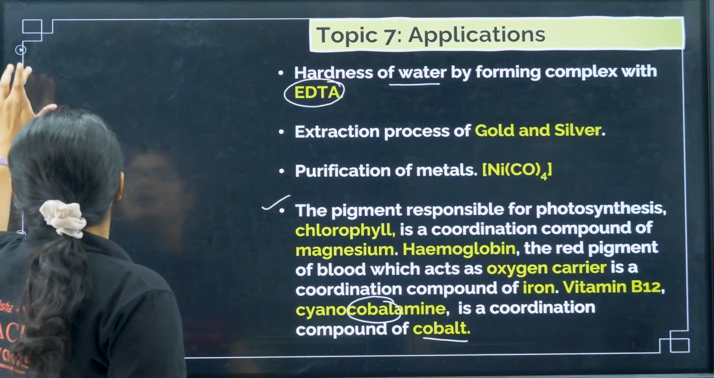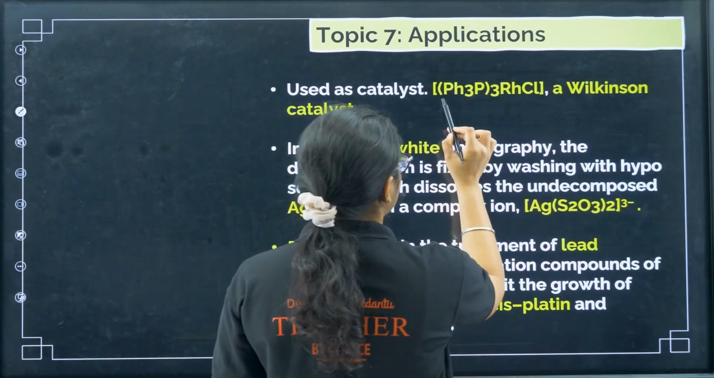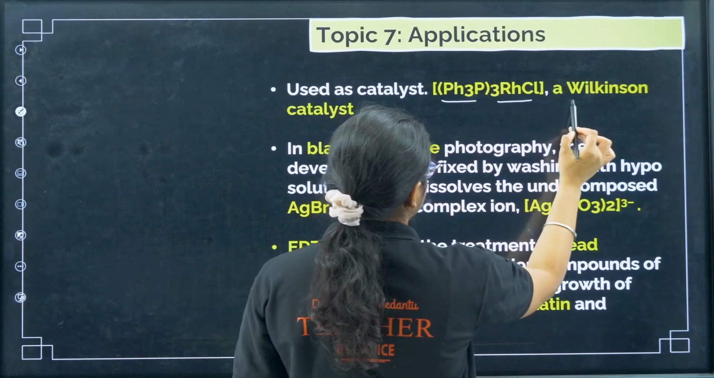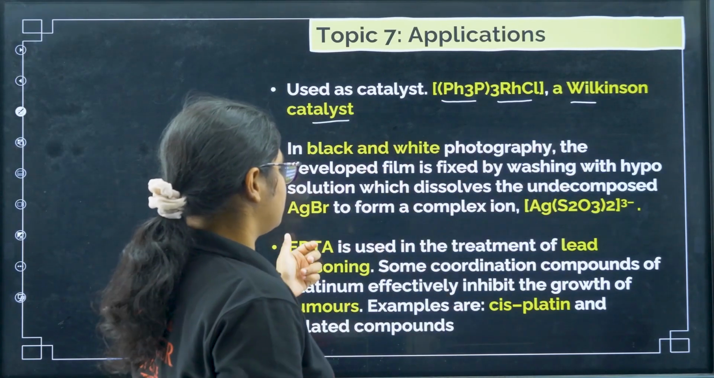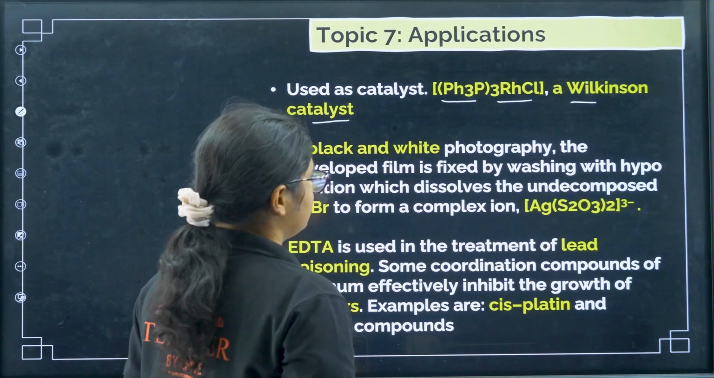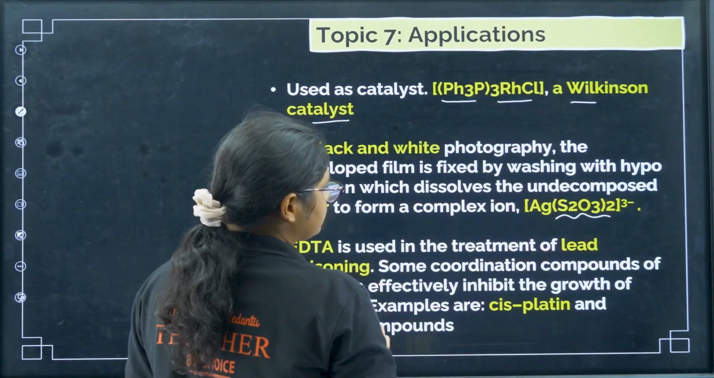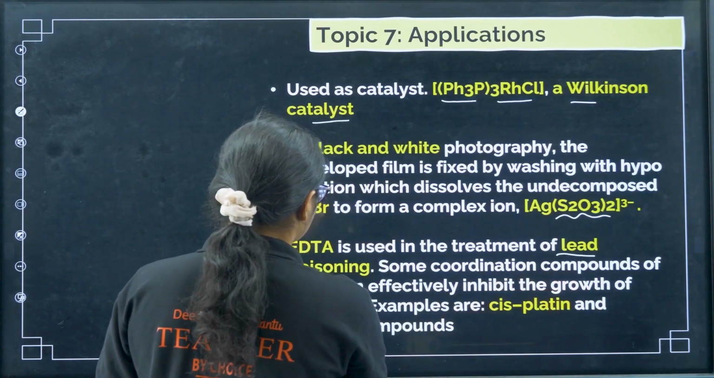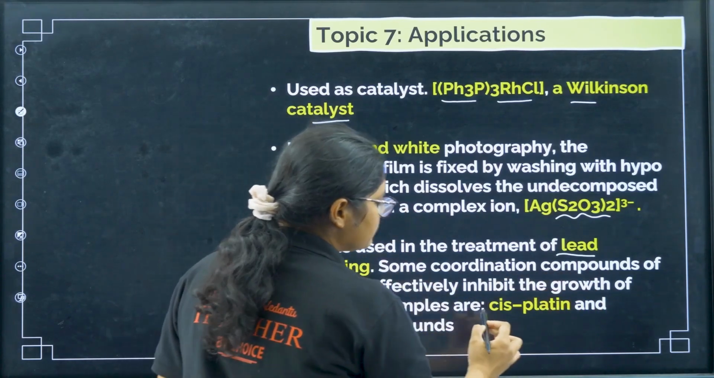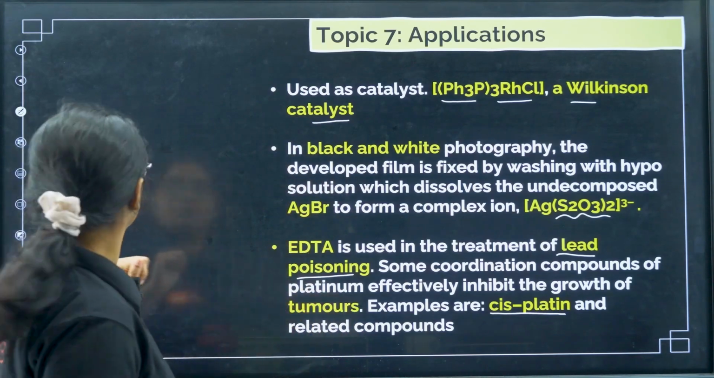Okay, then you have to know this catalyst. This is your (PPh3)3RhCl. This is your Wilkinson catalyst. Okay, then in black and white photography you use this S2O3 complex, that you should be knowing. Next, EDTA is used to solve the problem of lead poisoning. To cure tumors we use cisplatin. Okay, so these are some of the uses that you should be knowing.